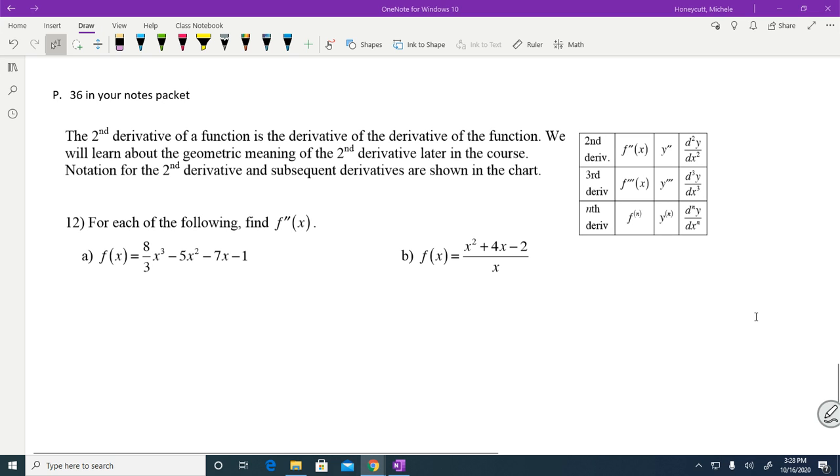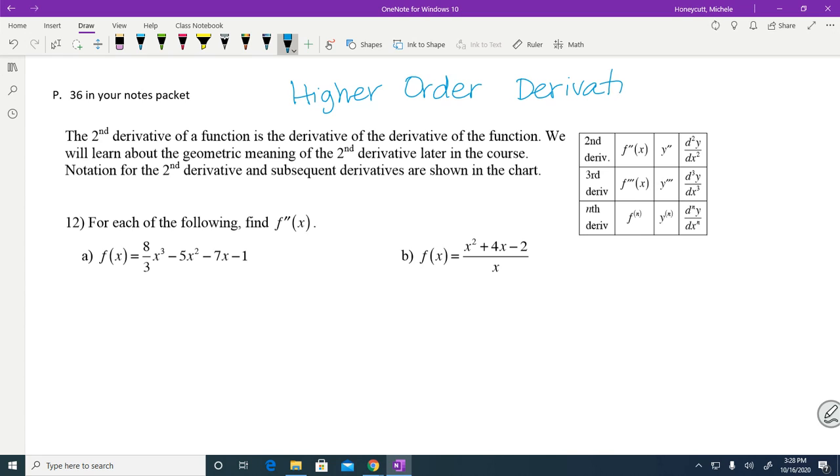Now let's talk about something called higher order derivatives. And I'm skipping to page 36 in your notes packet. Higher order derivatives are like taking a derivative over and over.